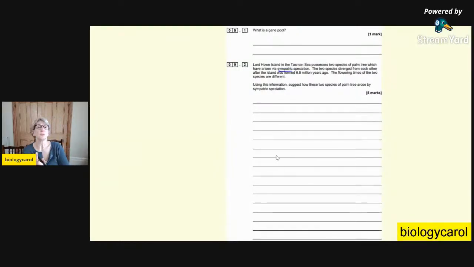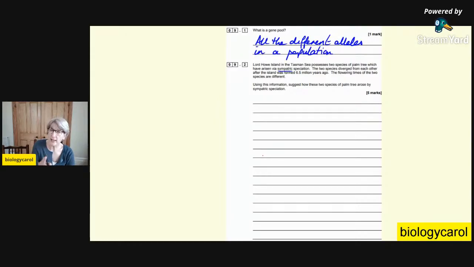What is a gene pool? Can I just say, it is not the number of different genes in a species, because species have the same genes. It is the number of different alleles in a population of a species. Think about that. We talk about populations. If we've got isolated populations and the gene pool in one population is small, what we're saying is the number of alleles in that population is small. Hopefully that makes sense. So that's the mark there.